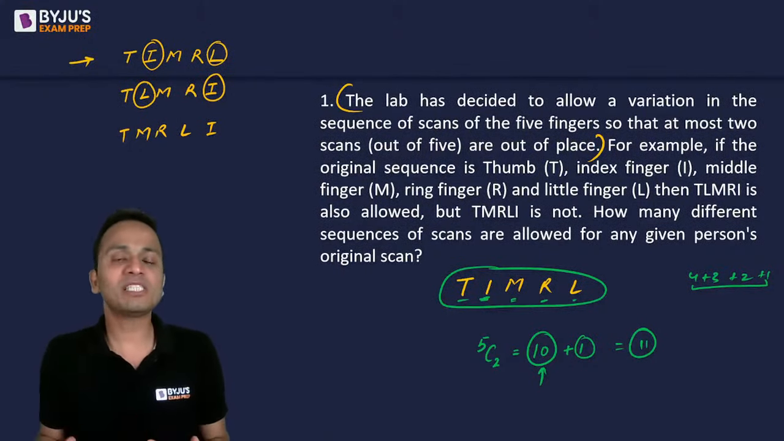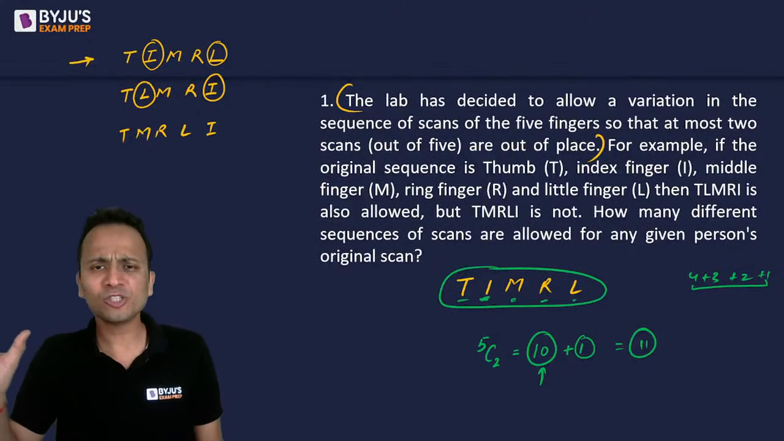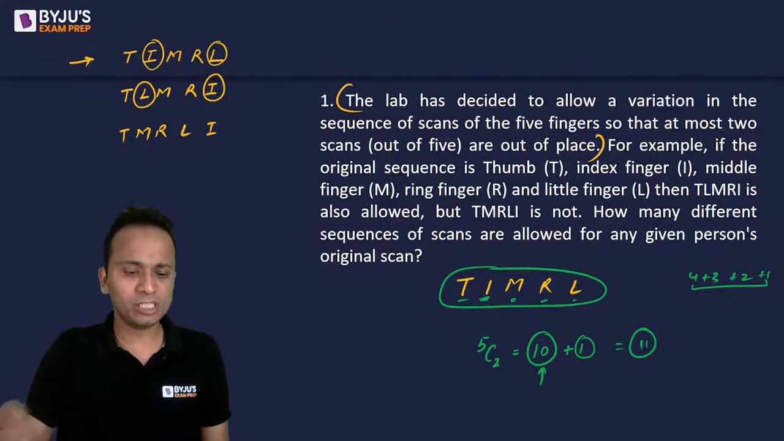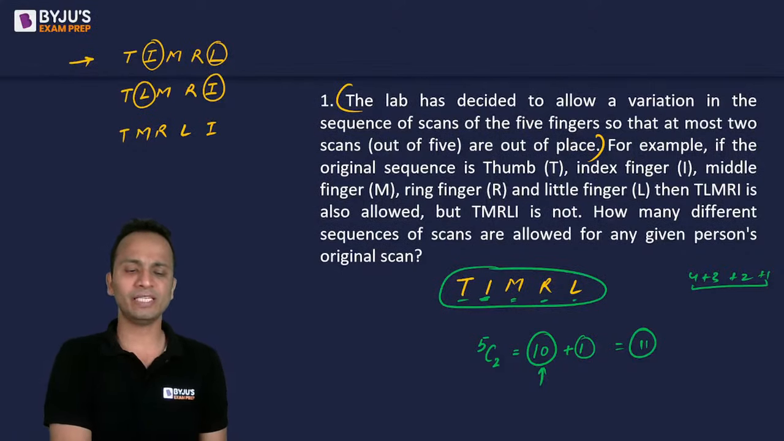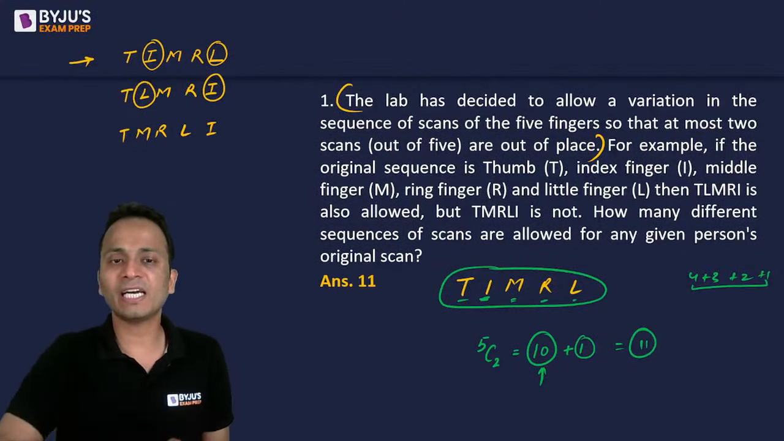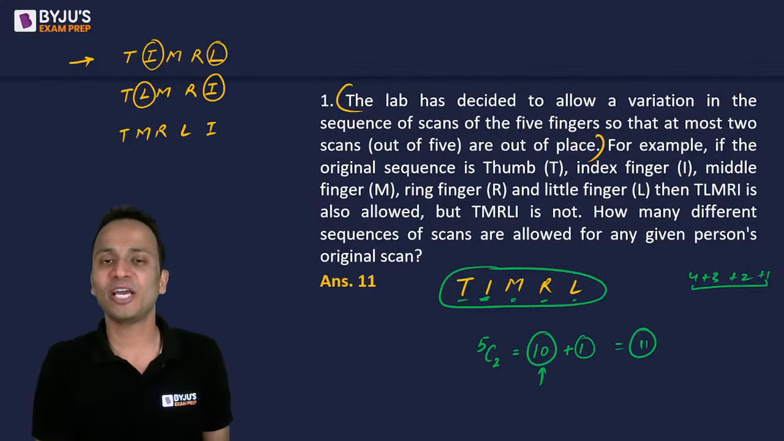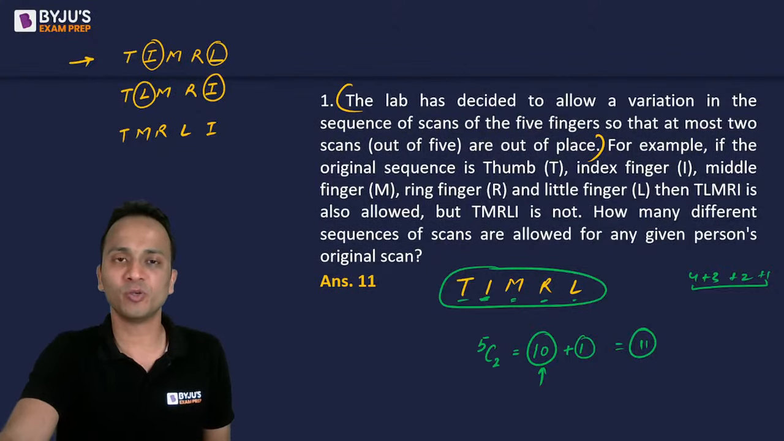ये एक छोटी सी मिस्टेक हम करते ही हैं. ओरिजिनल जो स्कैन है उसको लेना भूल गए हम. So original scan को add कर दिया and you will get the answer as 11. So the correct answer for this question is 11. All right. चलिए आगे चलते हैं. Interesting question है. Let's move on to question number 2.